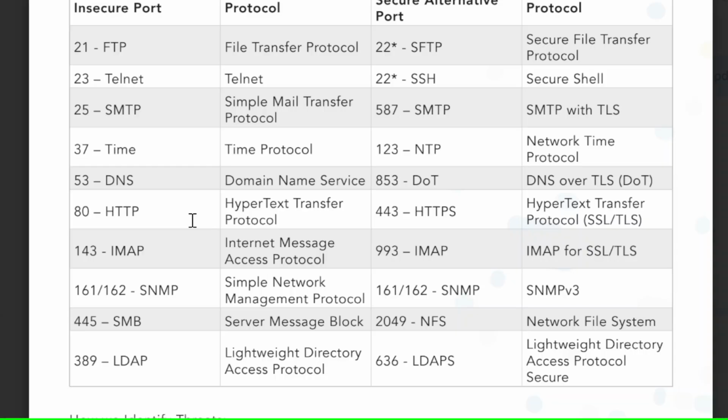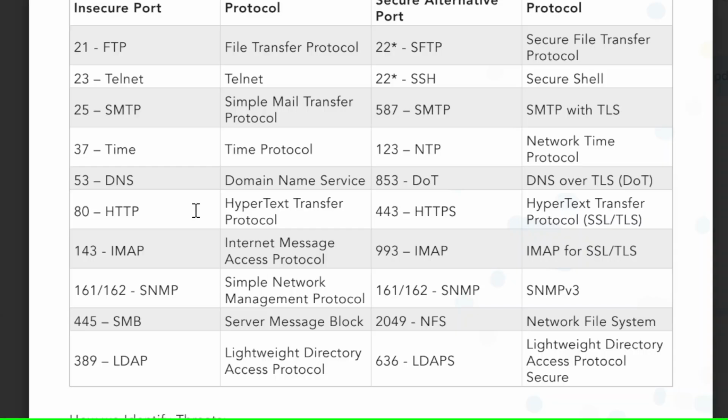I personally recommend that you memorize these port numbers along with the protocols. In the exam, it will help you give correct answers. Port 21 belongs to FTP, an insecure file transfer protocol, and the secure port is 22, which is for secure file transfer. Next we have Telnet, running on port 23, and the secure alternative is SSH on port 22, which is a secure shell.